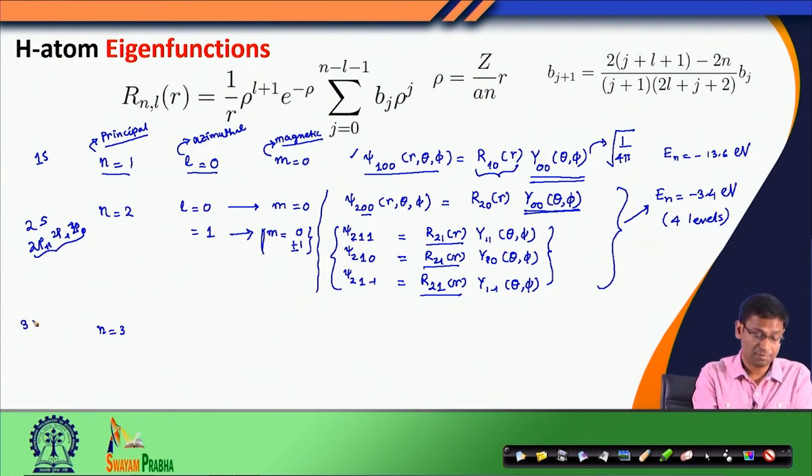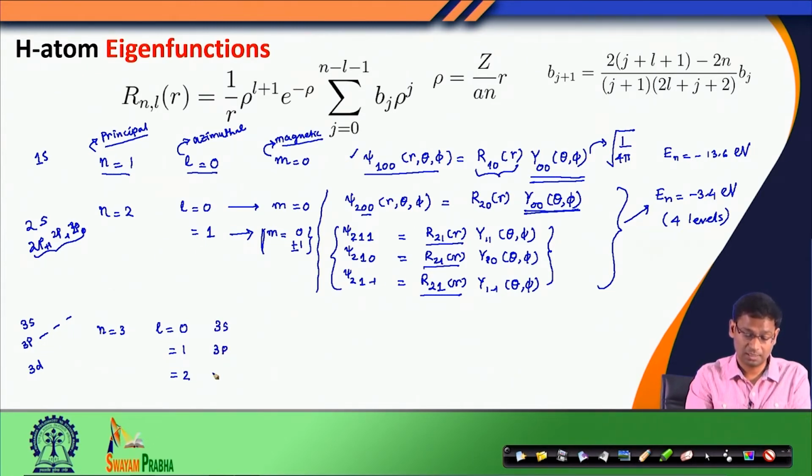Similarly, for n equals 3 we have 3s, 3p, 3p will have 3 labels, and 3d, because for n equals 3, L can be 0 or 1 or 2. So, this will be called 3s, this will be called 3p, and this will be called 3d. 3d label will have 5-fold degeneracy, because they will have m as plus minus 2, plus minus 1, and 0, and for 3p m values will be plus minus 1 and 0, and for 3s m value is 0. So, if you count them together we will have 9 different functions.